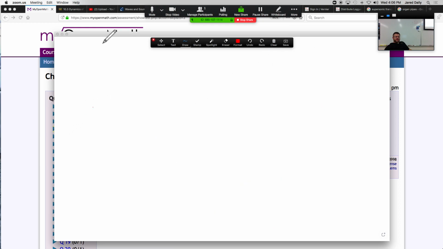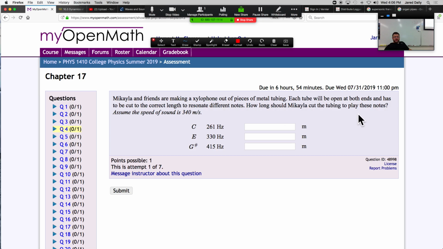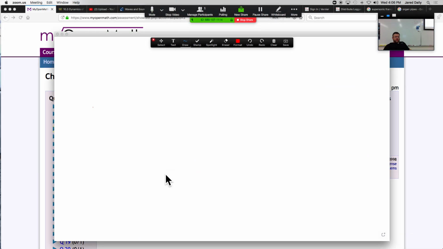So what kind of tube was it? I forgot. Open at both ends. So we're making organ pipe tubes that are open at both ends. When a tube is open at both ends, you can fit a half of a wave into it. So the length of the tube is going to equal 1/2 of the wavelength. Right? And wavelength times frequency equals speed, the velocity of the wave.